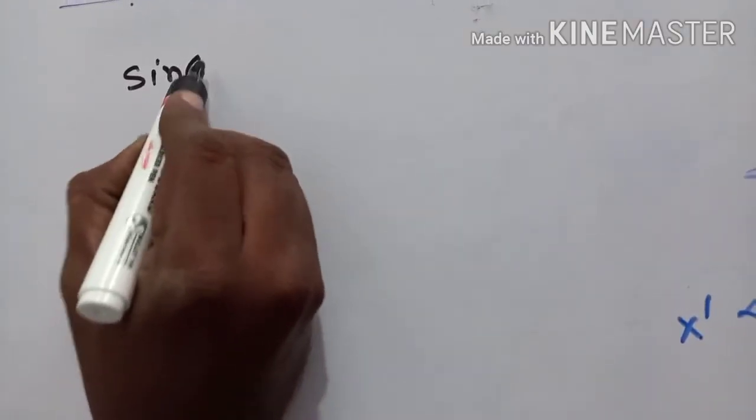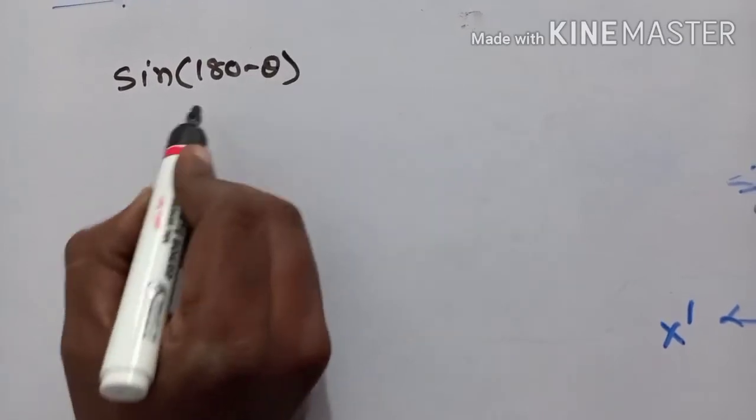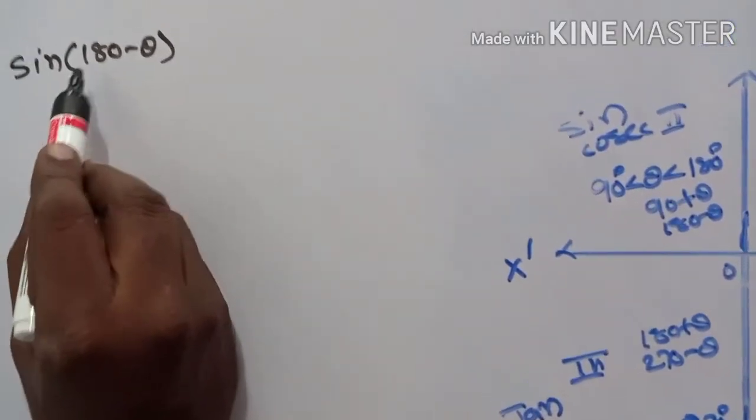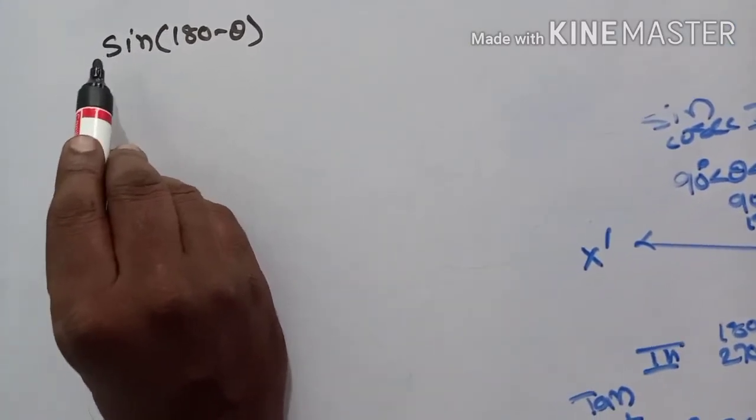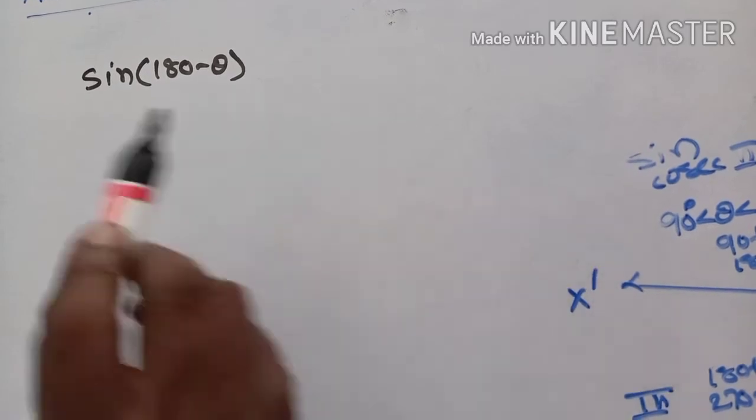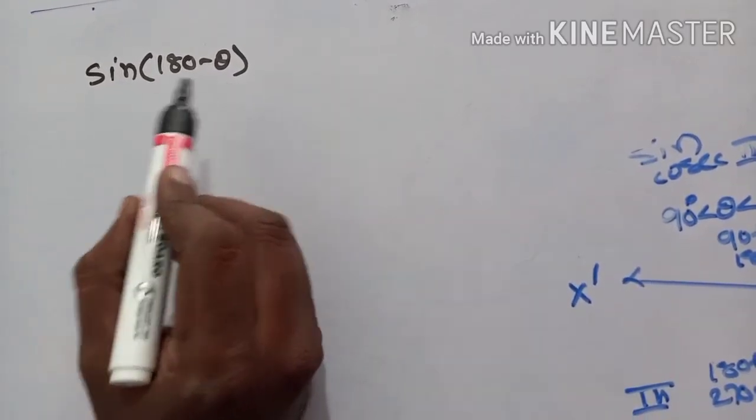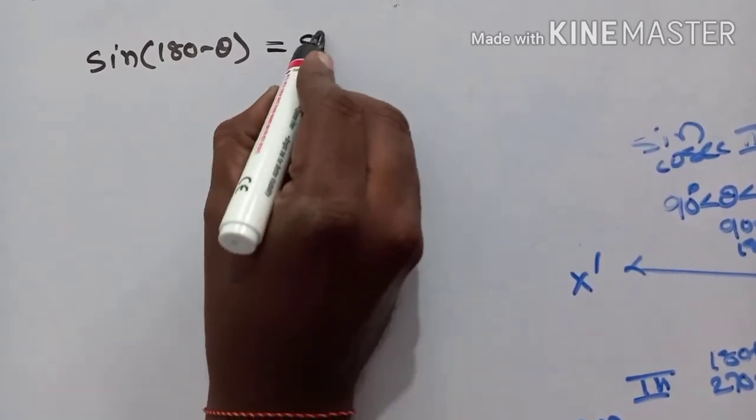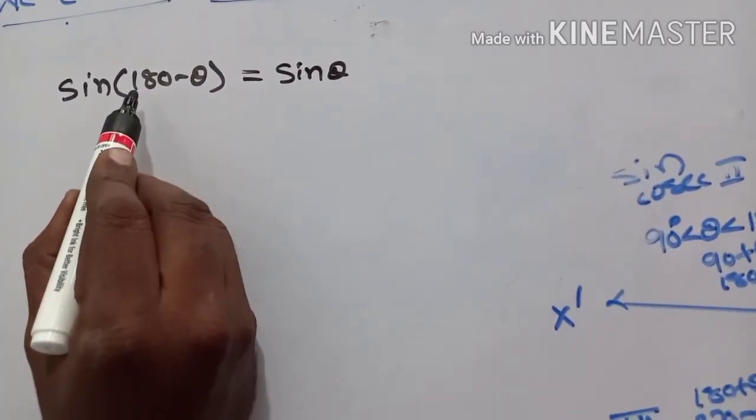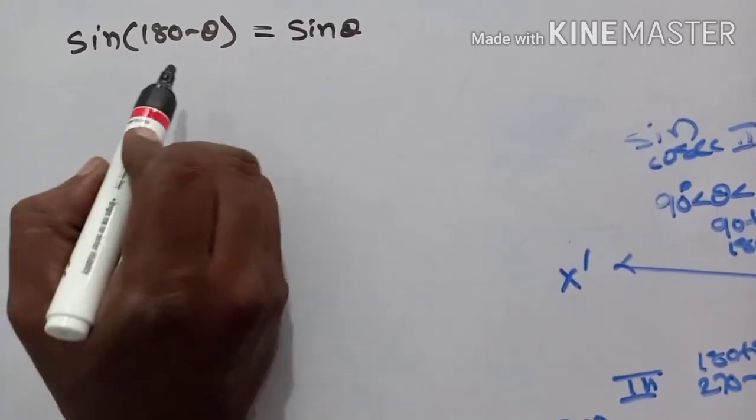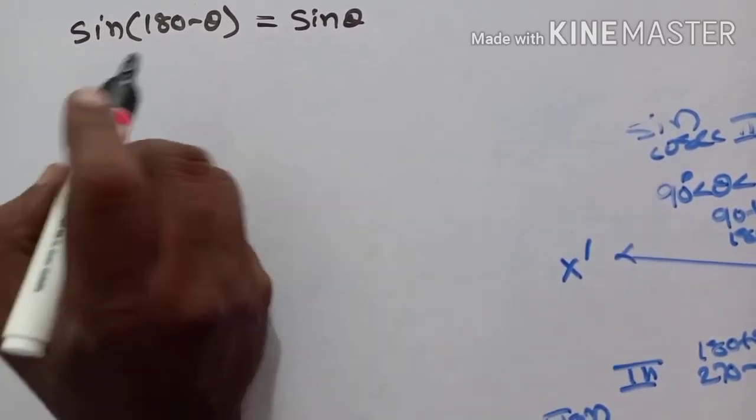Sin of 180 minus theta. 180 minus theta lies in the second quadrant. 180 is there, so the trigonometric ratios are not changed. In the second quadrant, sin is positive, cosec is positive, remaining all are negative. Sin of 180 minus theta is sin theta. Why? Because with 180 and 360, sin is sin, cos is cos, tan is tan, cot is cot, sec is sec, cosec is cosec.